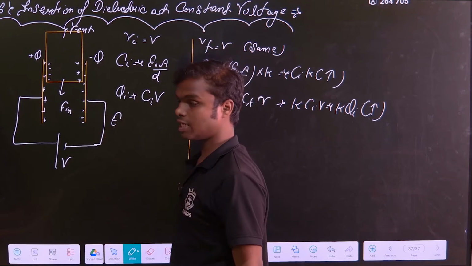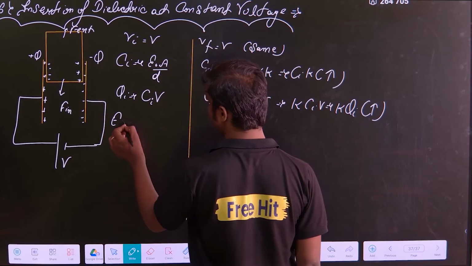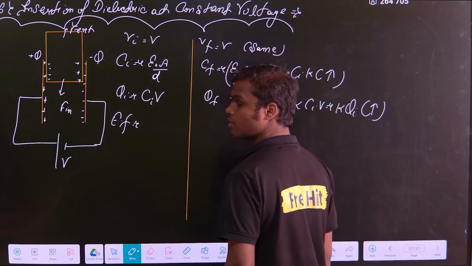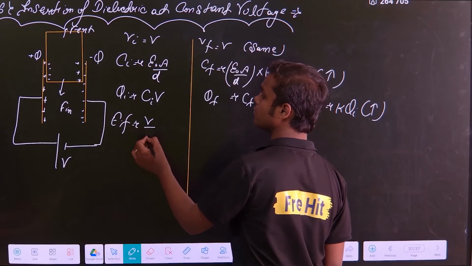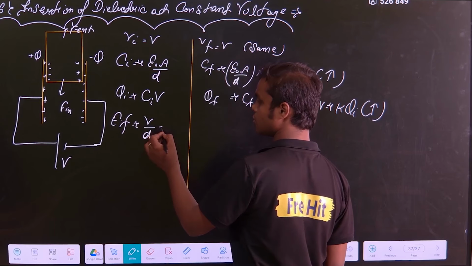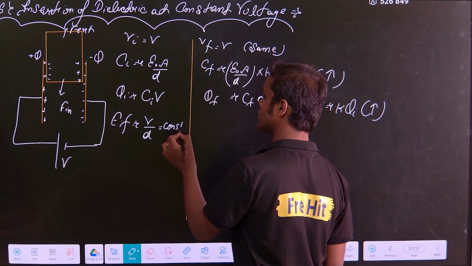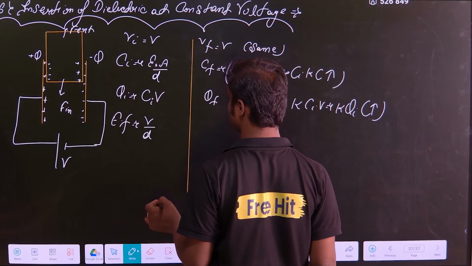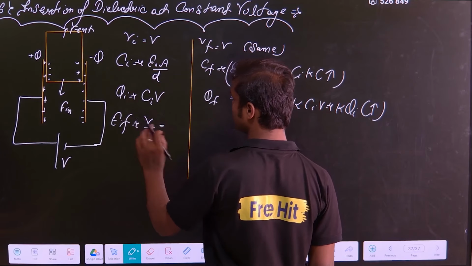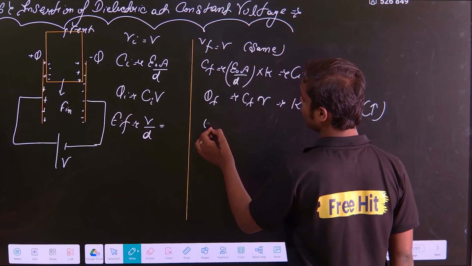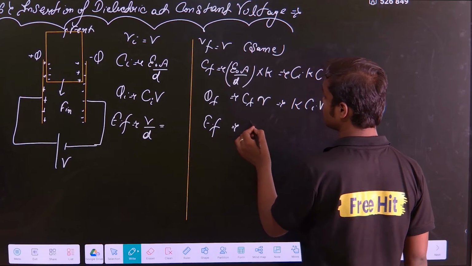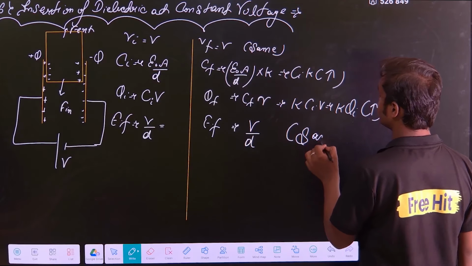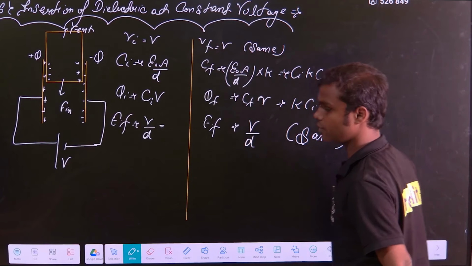Now what about the electric field? Can you comment about the electric field? What is electric field basically? Electric field is V by D. That is constant. Correct or not? See, V is constant, D is constant, correct? Here also we again have the same potential V and D. So this is same, or you can say constant. That is not changing. The electric field is constant.